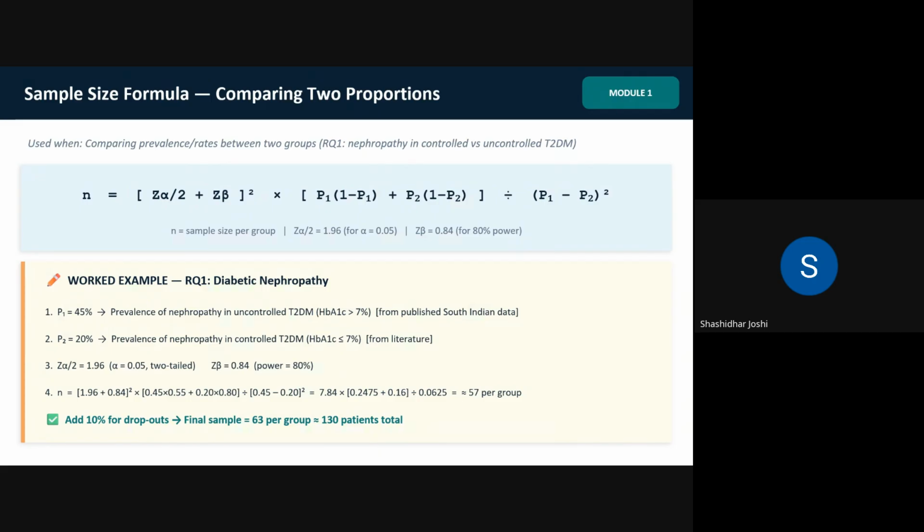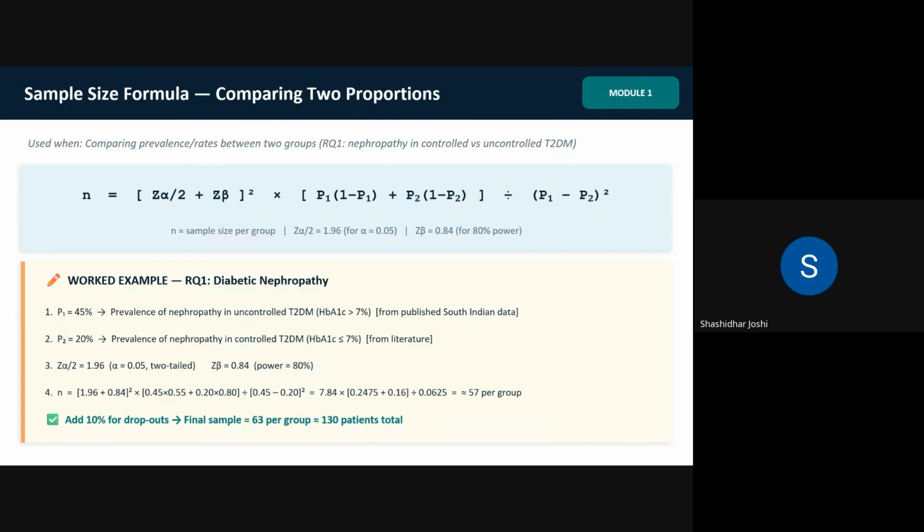All you need to do is get some values for P1 and P2 from literature. I'm not saying that you must refer to literature; talk to your guide, get some values there, and input those values in your formula. You will get 57 per group. Now, this is the scientific way of establishing sample size. For your case, again, I'm saying be as scientific as you can. I'm not saying that you need to follow this way, but follow a way which is more scientific after talking to your guide.